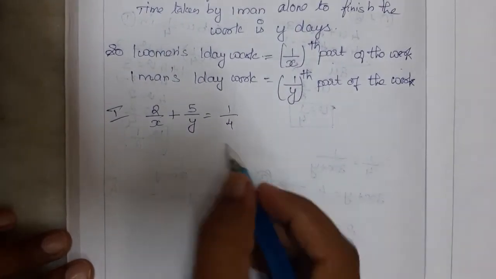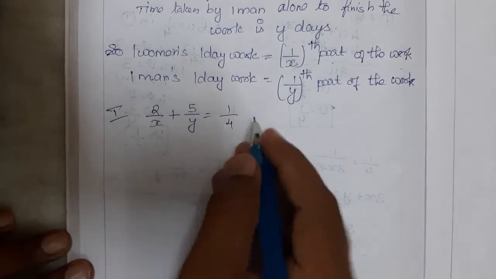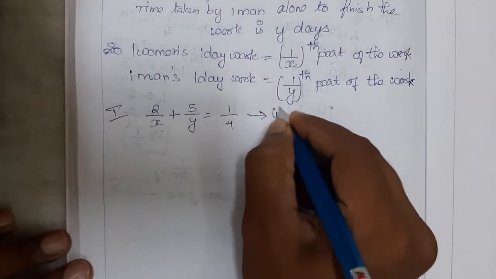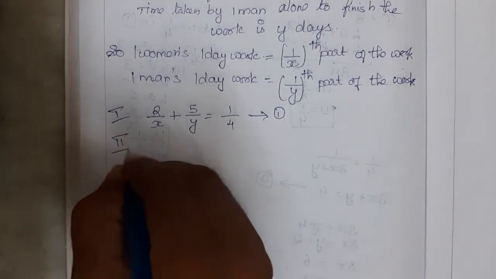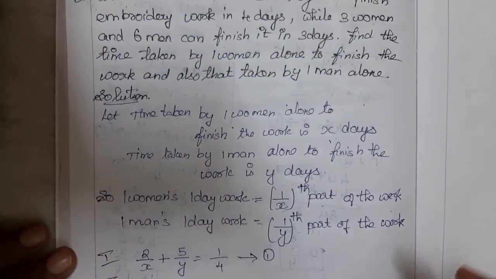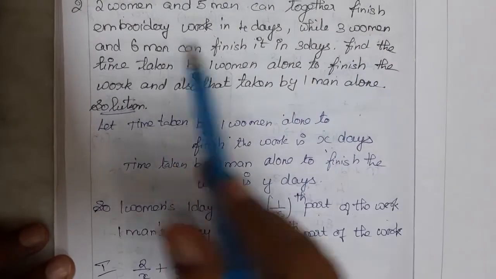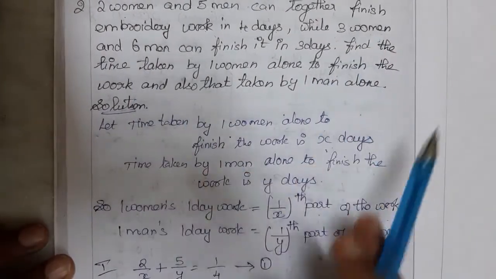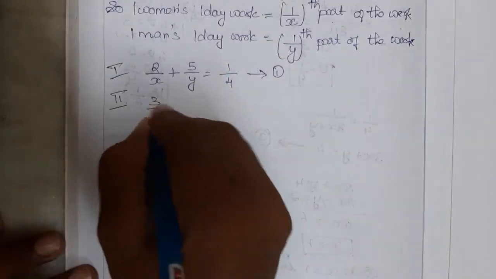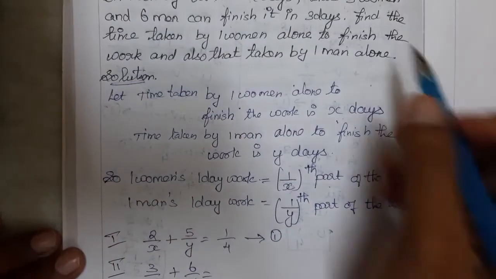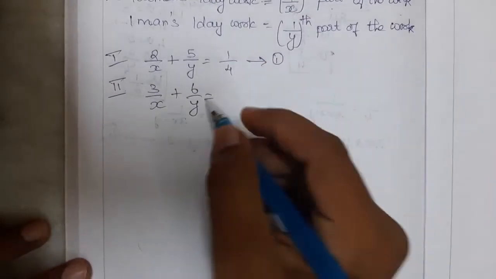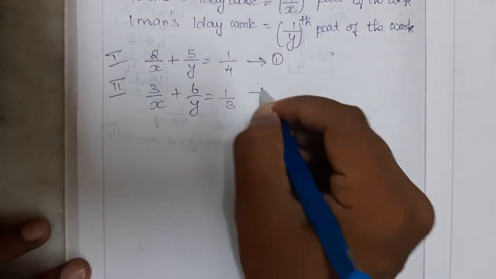It is in the reducible method, right? Let me reduce it later. Let me see what is the second condition. Second condition is 3 women and 6 men. 3 women is 3 by X plus 6 men 6 by Y is equal to 1 by 3, since they take 3 days. This is equation 2.